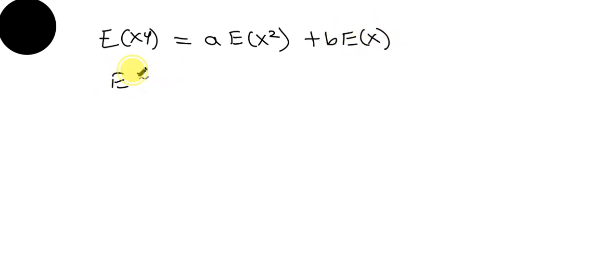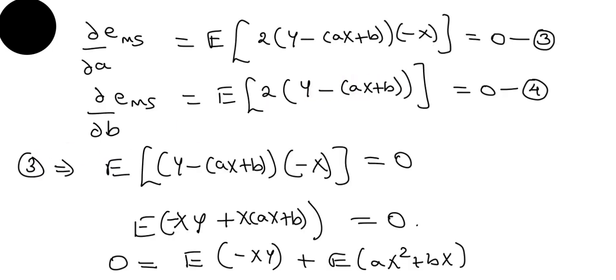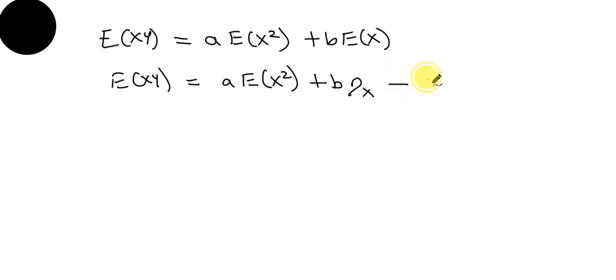So my E of XY, this value is equal to a into E of x squared plus b into, my mean is represented as eta x, so I replace this as eta x. My numbering now continues. It goes from 4 to equation number 5. Now look at this equation 4.